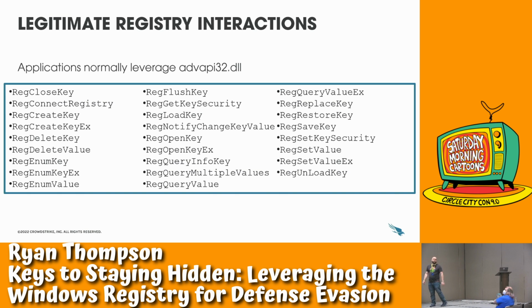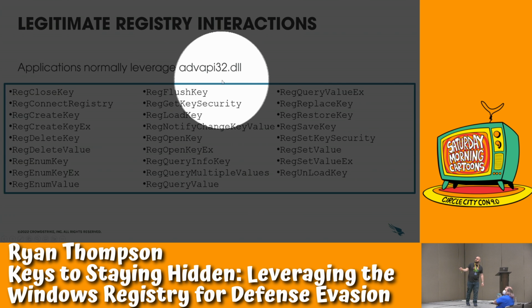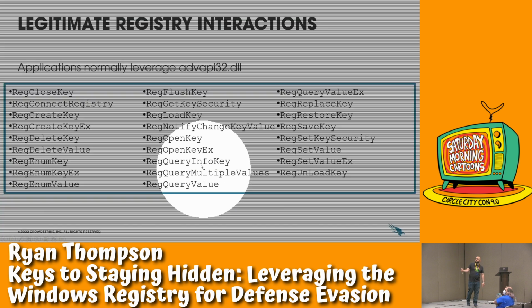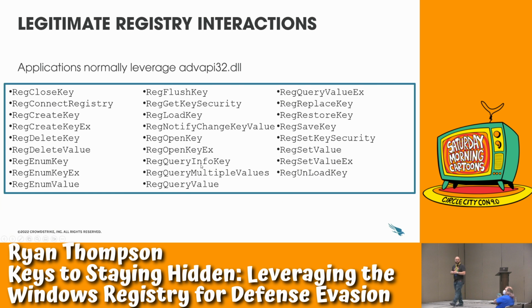A lot of stuff on this slide. Not going to go through all of them. I just want you to know that when a legitimate application interacts with the registry, it's using this advapi32 DLL, and it's sending these API calls. And that's how a legitimate application will interact. That's not to say a malicious application can't be written to use these same things, but all your legitimate use cases are going to use this API.